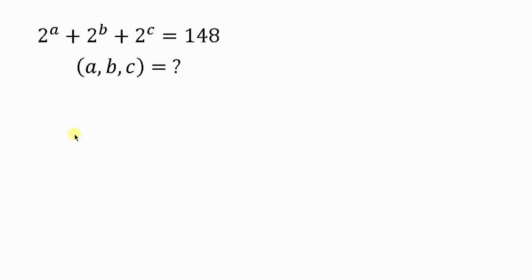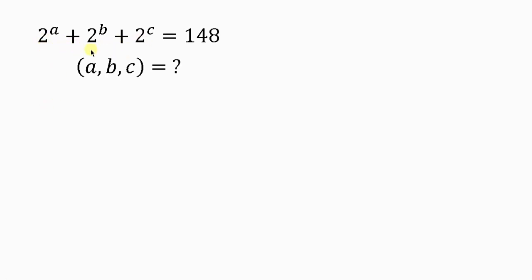Look at this nice and beautiful question on the board that we're going to be solving. The question says, find the possible values of A, B, and C for which 2 to the A plus 2 to the B plus 2 to the C is equal to 148.